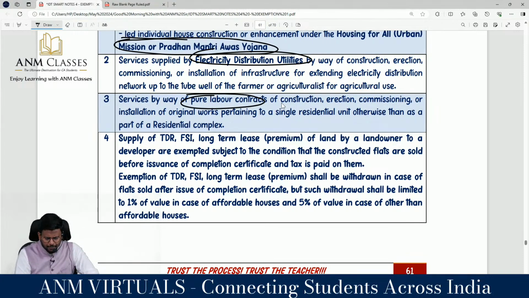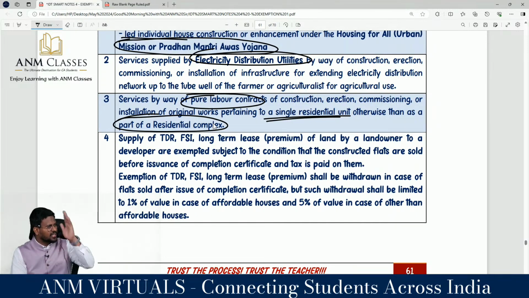A labor contract for construction, erection, commissioning or installation of original work pertaining to a single residential unit, otherwise than as a part of a residential complex, is exempt. This is not per Pradhan Mantri Awas Yojana. After you become a chartered accountant, you are constructing your home. For that, you call contractor Nesamani, and you say: I will supply the material, you supply only the labor.